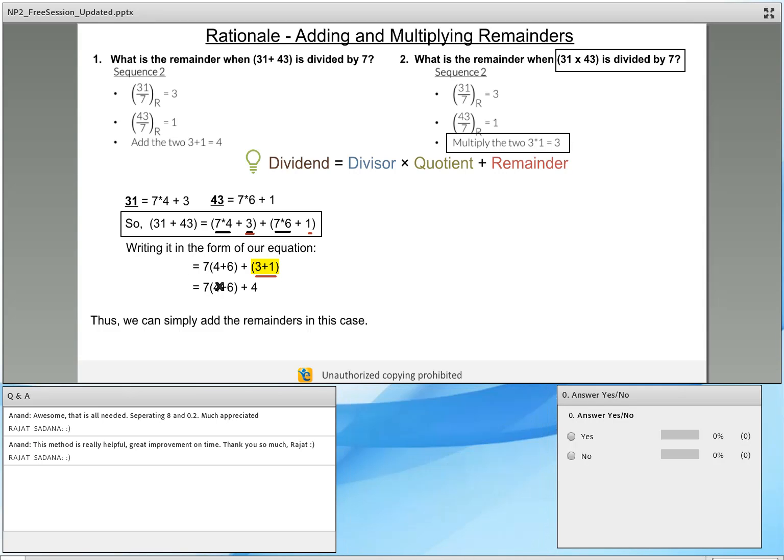So what do we do? We express 31 as 7 times 4 plus 3. Again, the same thing, 43 as 7 times 6 plus 1, which means the entire expression becomes this. Now remember, we have a multiplication sign over here. So 31 times 43 becomes this. Does everyone get this expression? 31 times 43 is 7 times 4 plus 3 multiplied by 7 times 6 plus 1. This is the key expression, so I'm going to pause on this for a moment.